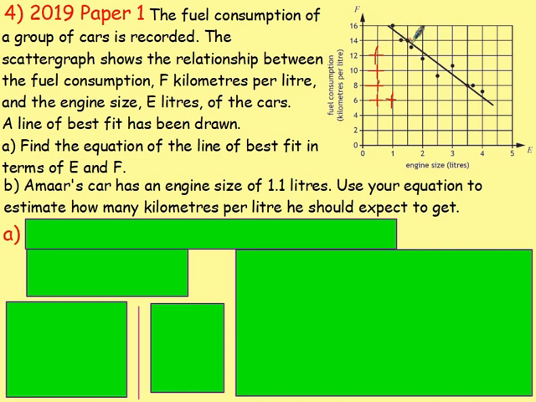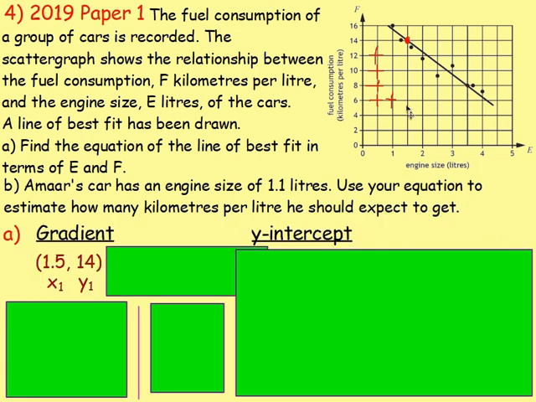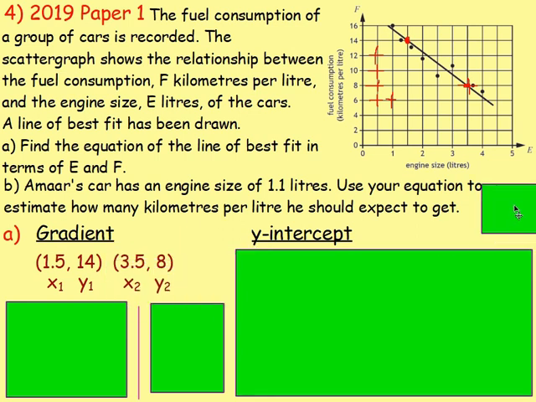So look at the graph and you can see that the line is going through that point there, and that point would be 1.5 and then 14, so you've got 1.5 and 14. You've also got the line going through, if you follow that down, this point here. That point would be 3.5 and then going up 8. So we can write down our other point as 3.5, 8.